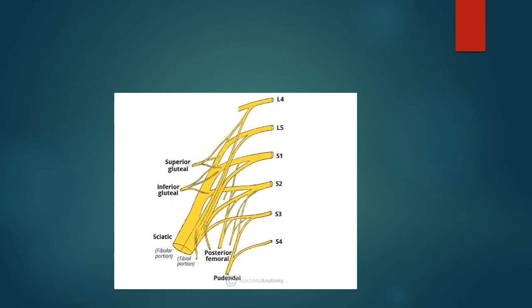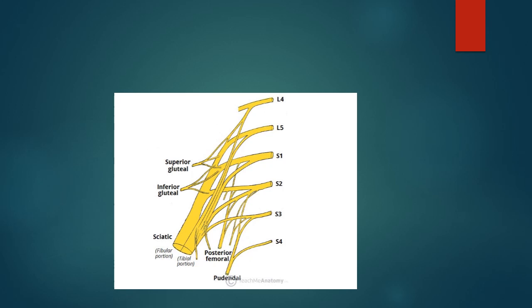It enters the gluteal region inferior to the piriformis muscle, descends in the muscle plane between the gluteus maximus posteriorly and the obturator internus anteriorly, and passes lateral to the ischial tuberosity to enter the posterior thigh, figure 20.